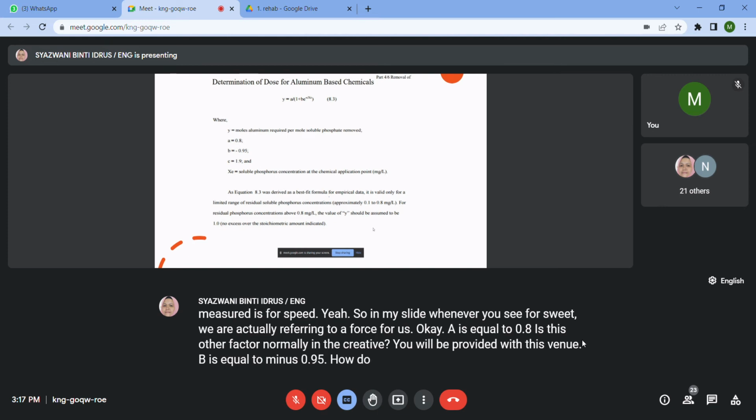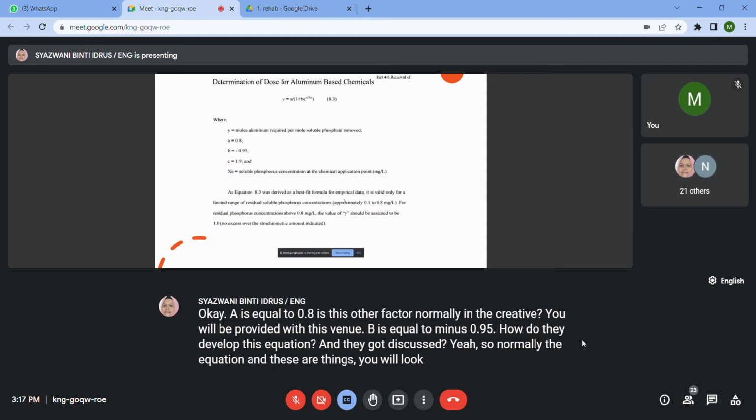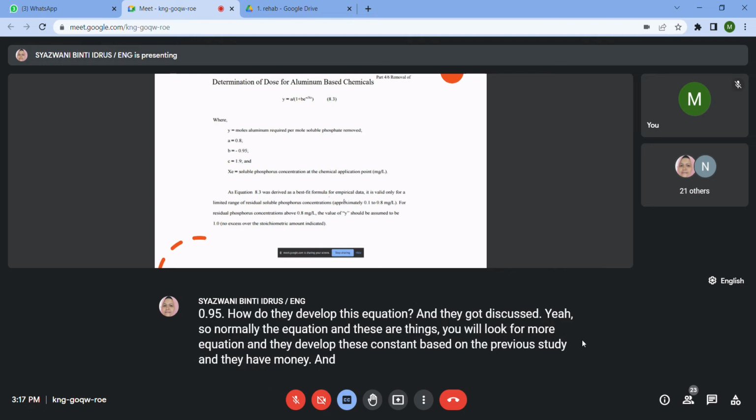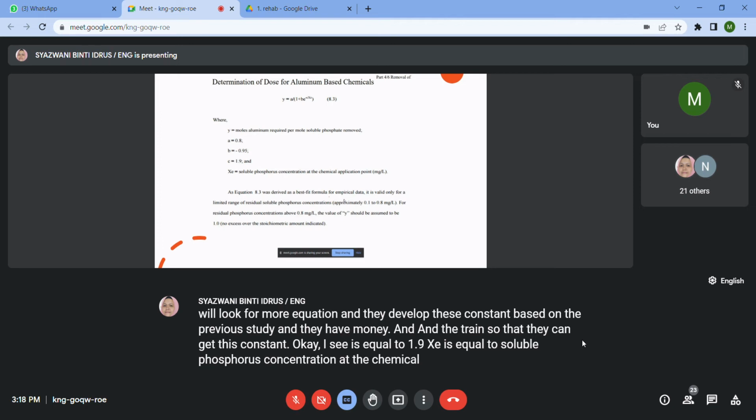How do they develop this equation and get this constant? Normally the equation is not developed from the Monod equation. They develop this constant based on a previous study. They have monitored the trend so that they can get this constant. Okay, C is equal to 1.9, Xe is equal to soluble phosphorus concentration at the chemical application point.